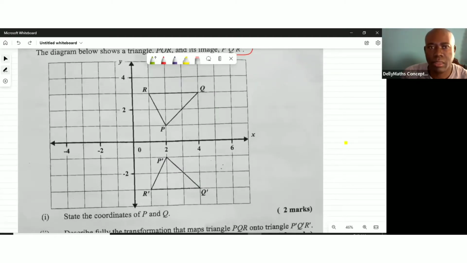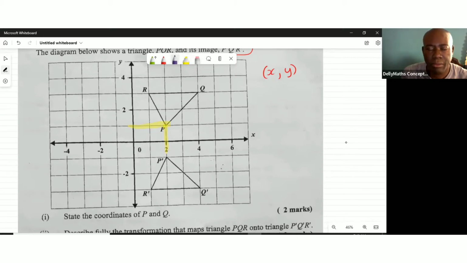Remember, whenever we're reading coordinates, we're definitely going to be reading the X value followed by the Y value. And the X value would be on the X axis. So looking at P, it would have been 2 linking with this. And this is how we would have gotten P right there.